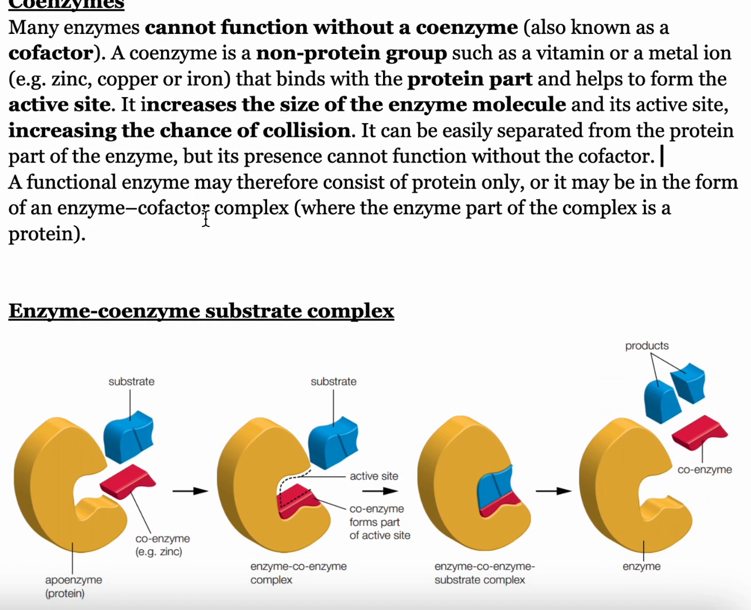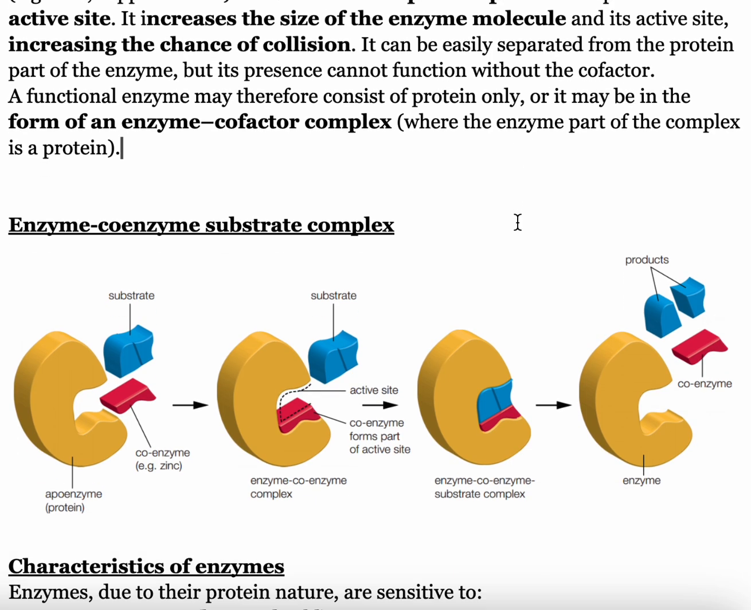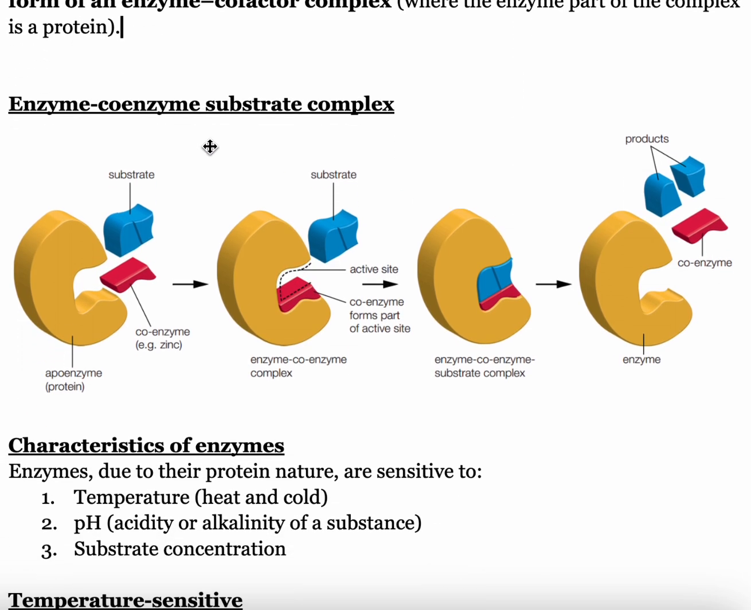A functional enzyme may therefore consist of the protein only, or it may be in the form of an enzyme-cofactor complex, where the enzyme part of the complex is the protein. So this is basically what it looks like. If it fills in there, it will not work, so it needs a coenzyme to be there to make the shape more proper.